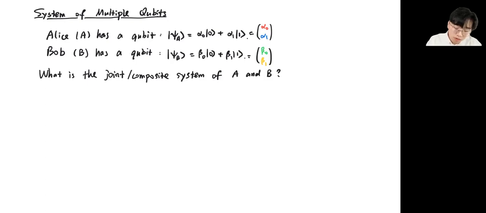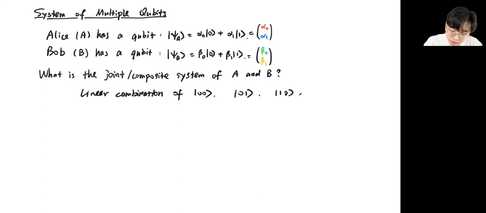Well, from the superposition rule, we know that it could be in a linear combination of 00, 01, 10, and 11. But Alice and Bob came in with qubits in particular quantum states with the coefficients alphas and betas. So what are the coefficients for this linear combination? The answer is called the tensor product.